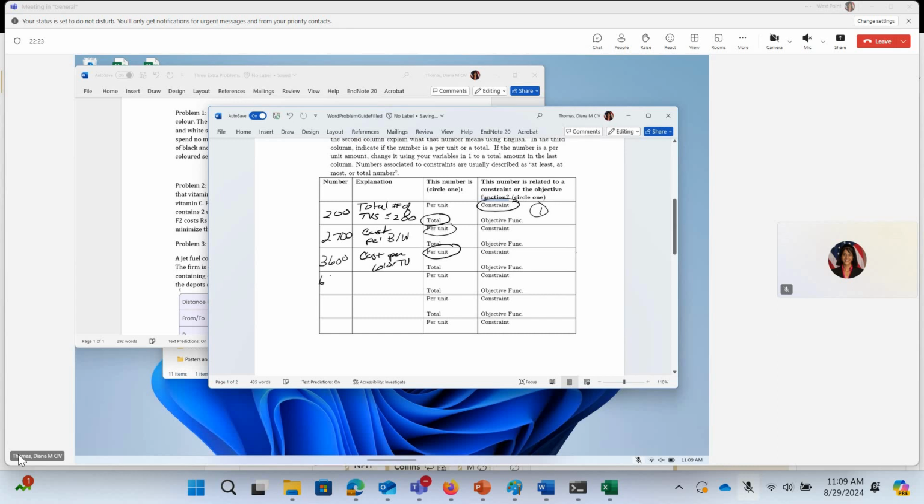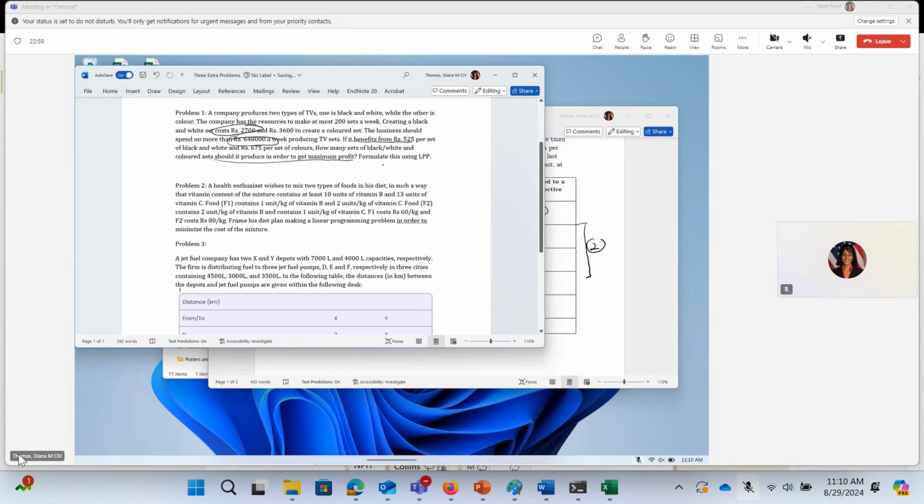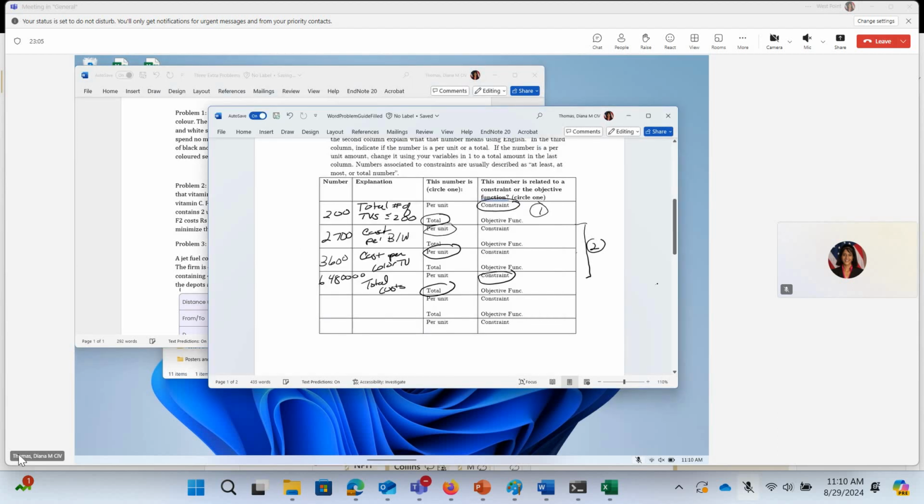Then the next number you see here is this benefits. We've already kind of mapped that out. That's the objective function, which we have on top. So I've used those two numbers. You can rewrite them if you want. The 525 is the money made per black and white TV. It's a per unit. The 675 was also the money made per color TV. And that's a per unit. So these are part of the objective function. And then if I go down here, I can start putting together my constraints.